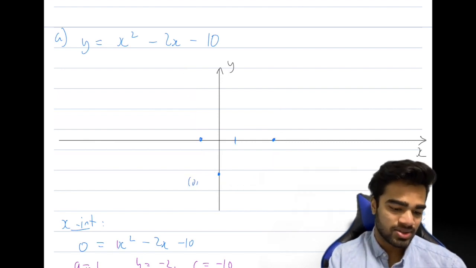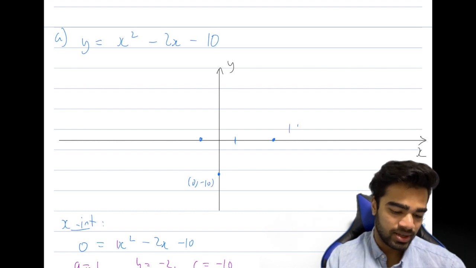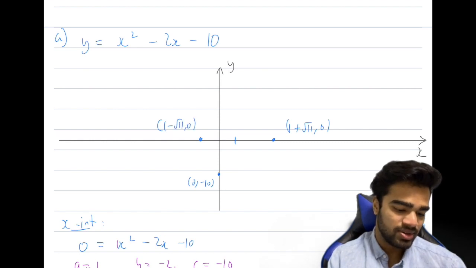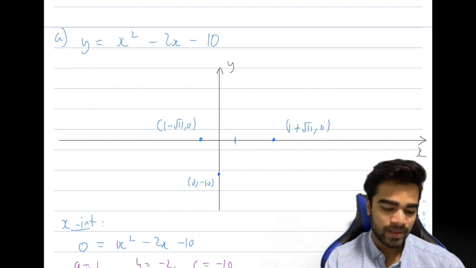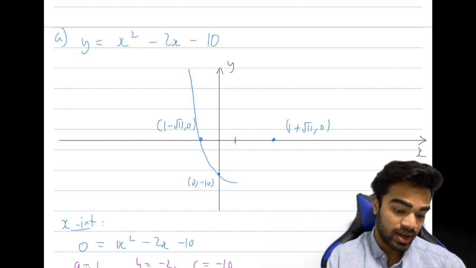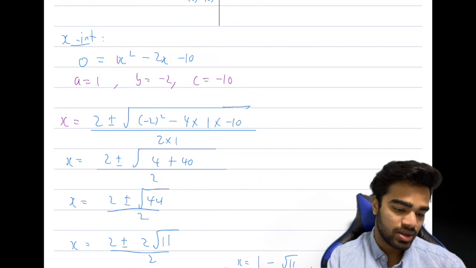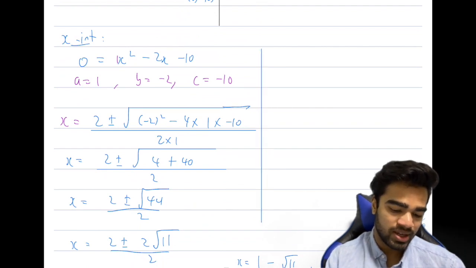Okay, so let's label everything. (0, -10), 1 plus root 11, because the bigger number is the plus. 1 minus root 11 is on the left side, it's a smaller number. And then to find the x-coordinate of the turning point, what we're going to do is use this new method we learned.